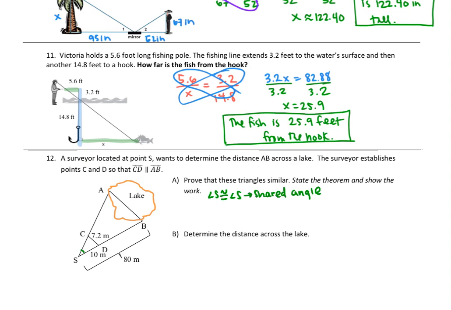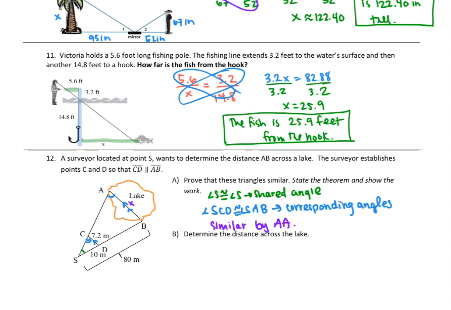I also know that angle SCD is congruent to angle SAB, and the reason is since these lines are parallel, those are corresponding angles. And corresponding angles are congruent. So that means that they're similar, similar by AA. And since they are similar, that allows us to use properties of similarity to solve for the missing side.